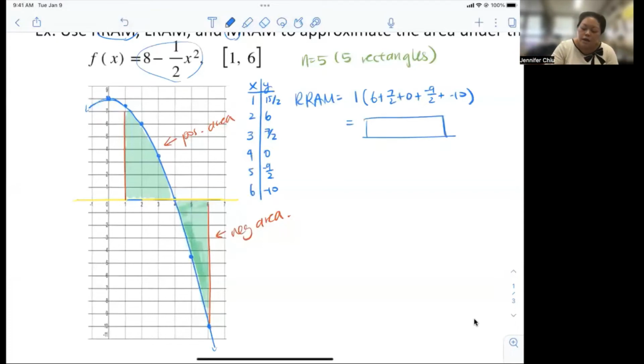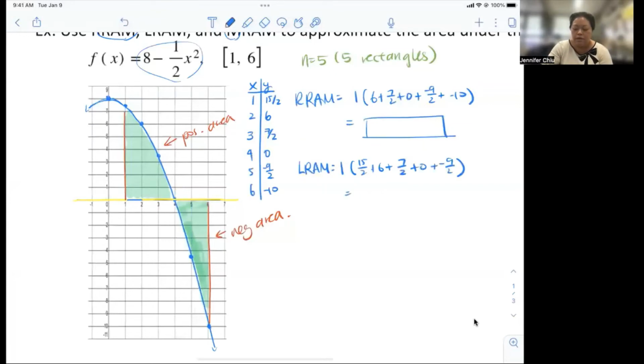Not very important here. LRAM, on the other hand, will use the same width of 1, but now I'm going to use the left-hand side. So if I were to draw this, you see how I'm on the left-hand side and go towards the right and draw my rectangle. My rectangle is going to be completely opposite of the other one, and this one's going to have nothing because my left end here is a 0, and then the last one here will be a completely inside rectangle. So that will be what my LRAM will look like. Okay, so my LRAM starts with 15 over 2 plus 6 plus 7 over 2 plus 0 plus negative 9 over 2, and again equaling an approximation.